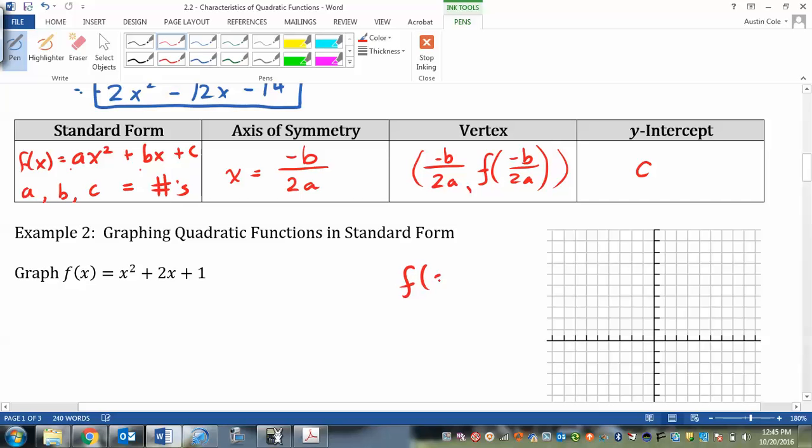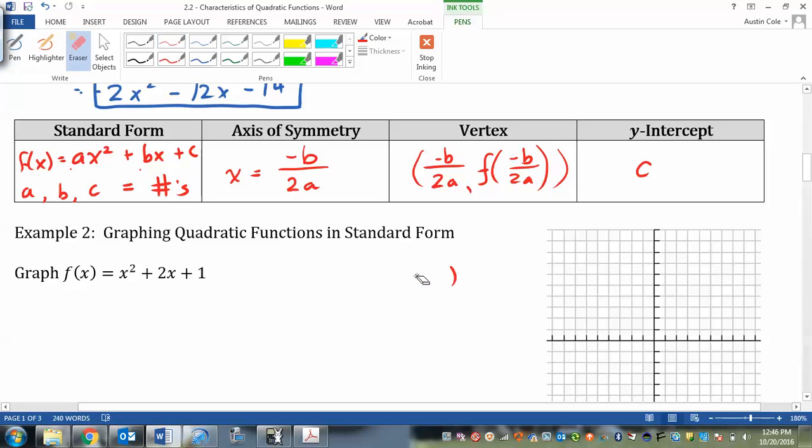Guys, what does f of 2 mean? I just made that up. What's f of 2 mean? That means I'm going to take 2 and plug it in for x. Well, from negative b over 2a, I'm going to get some number. And then from there, I'm going to take that number and plug it into my function to get my y.